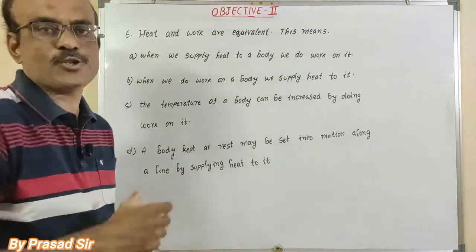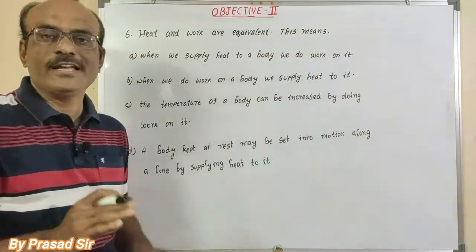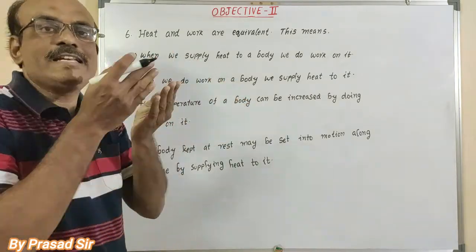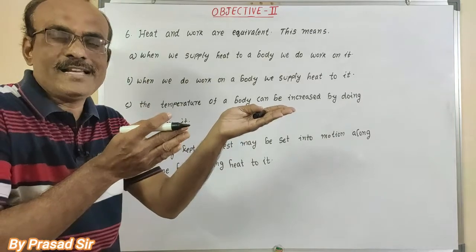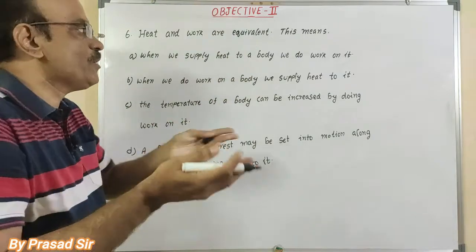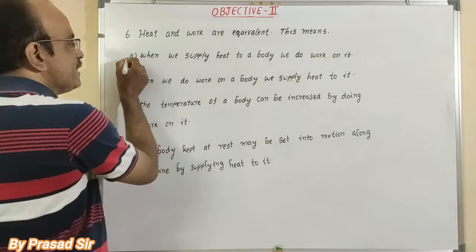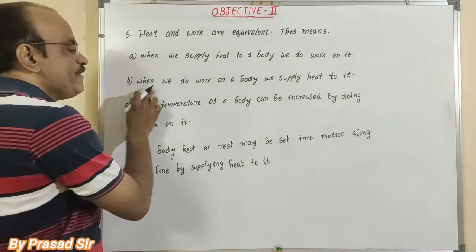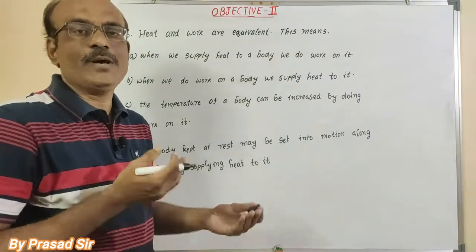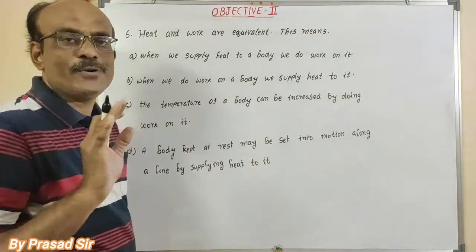First of all, we will check the first option, that is, when we supply heat to a body, we do work on it. It can never be possible. Why? Because when we supply heat to the body, it affects the internal energy. That means the temperature rises or the temperature remains constant. But we do work on it, that is not possible. So that's why it is not the correct option. And B, when we do work on a body, we supply heat to it. Heat is a form of energy. Work is nothing but force into displacement. So this option is also not correct.